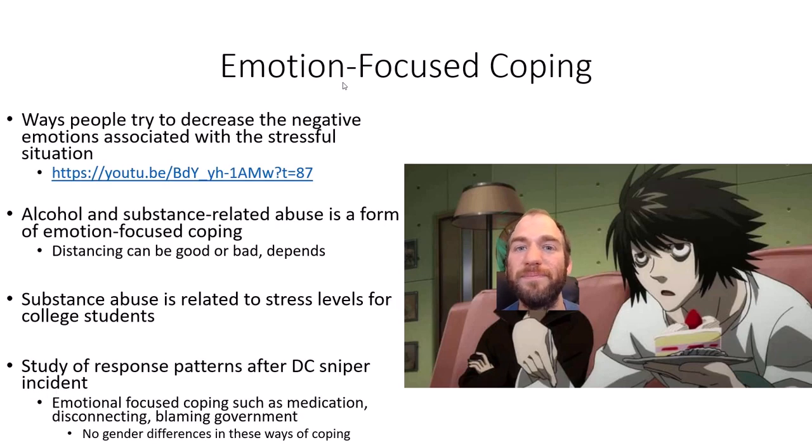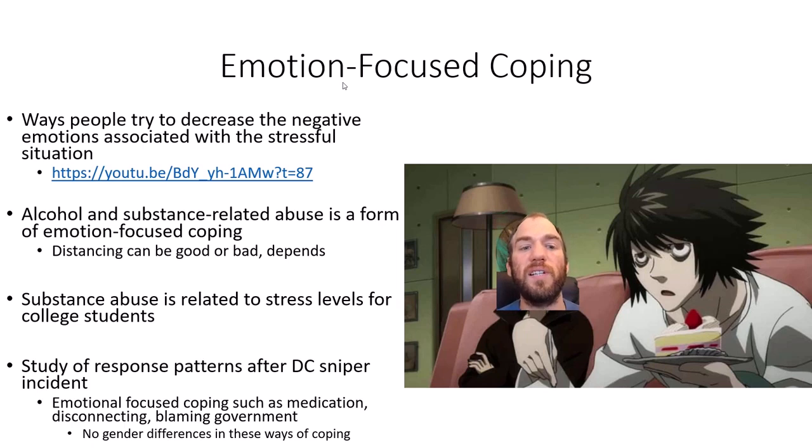Straightforward. Emotion-focused coping: ways people try to decrease the negative emotions associated with a stressful situation. Alcohol and substance abuse is a form of emotion-focused coping. Distancing can be good or bad. It depends. Substance abuse is related to stress levels for college students. A study of response patterns after the DC sniper incidents found emotion-focused coping such as medication, disconnecting, and blaming the government. No gender differences in these ways of coping.